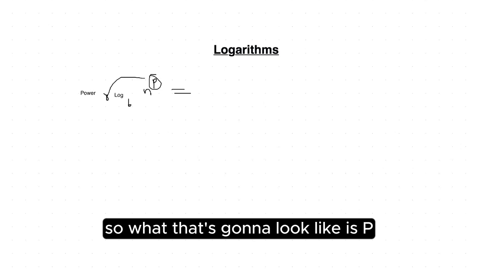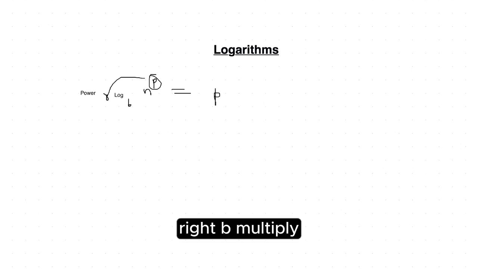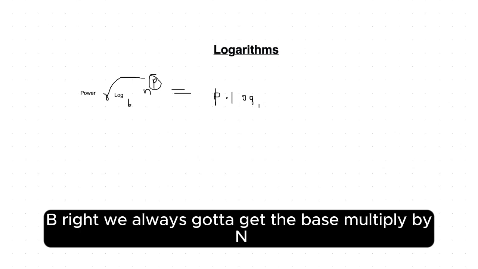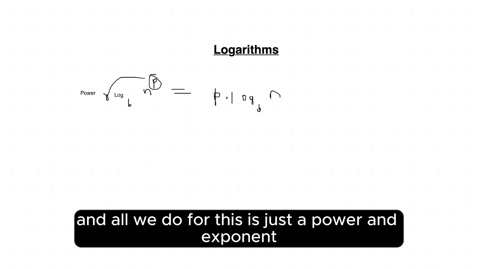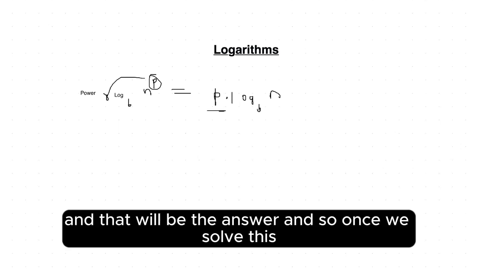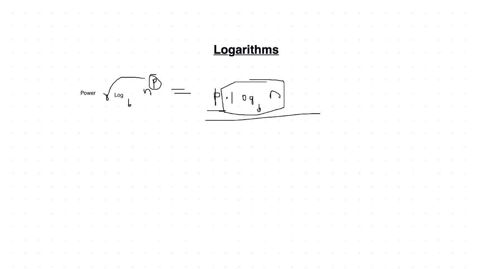What that's going to look like is p multiplied by log b of n. We always have to keep the base. All we do for this is, when there's a power and exponent, we bring that exponent all the way to the front, as we did here, and that would be the answer. Once we solve this, all we have to do is multiply that by p, and that would be our final answer.